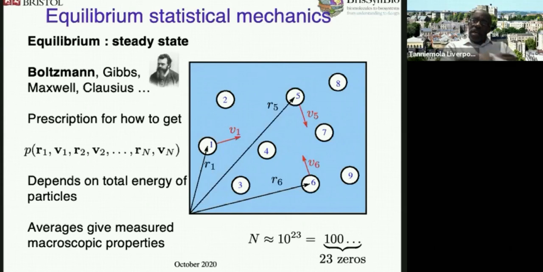And Boltzmann and others have given a prescription for how to calculate this probability for systems which are not moving. In fact, the key idea is that the probability depends only on the total energy of the particles. It doesn't depend on precisely what the particles are doing. And this total energy remains constant, at least on average. So once we have that, we can calculate averages, and we can calculate the properties of this material.